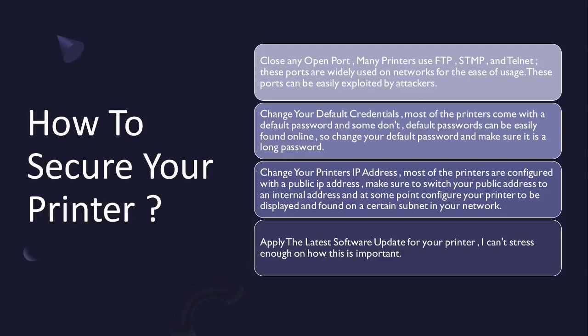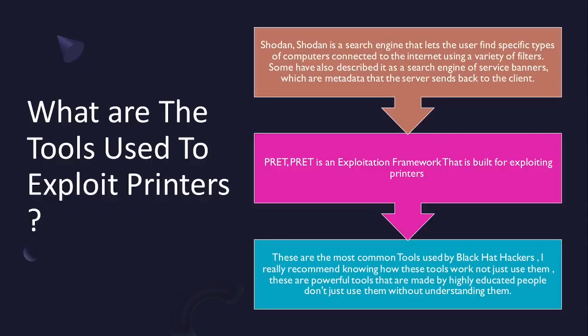So now let's get into how hackers actually hack printers, black hat hackers. Most of the time, hackers use Shodan and PRET. Shodan is a search engine that lets the user find specific types of computers connected to the internet using a variety of filters. It displays all the public devices that are connected to the internet. I gave you an example of an open port. If you type that open port into Shodan, you'll get some vulnerable printers.